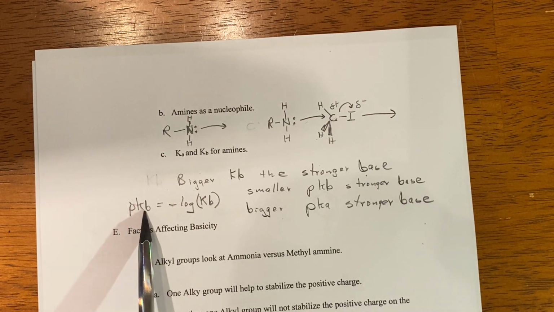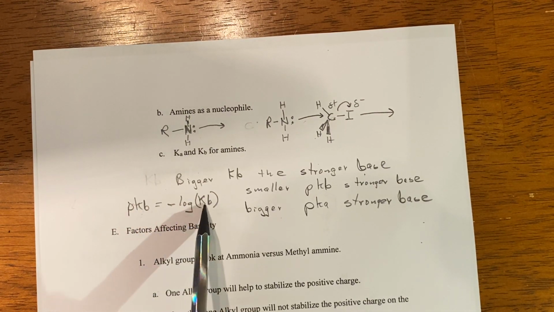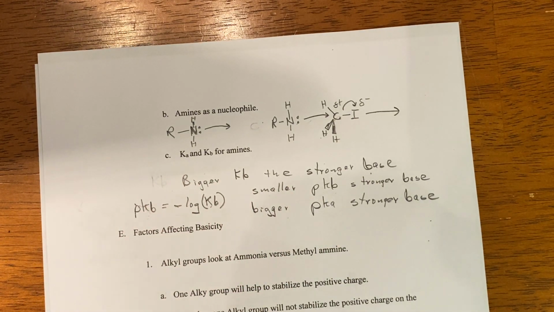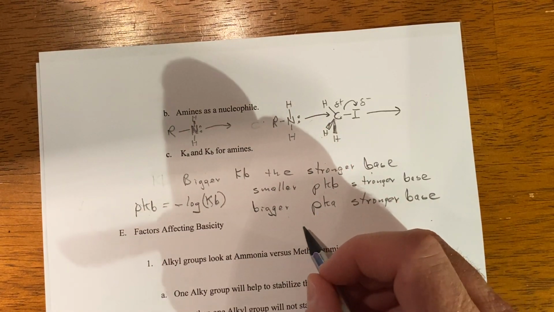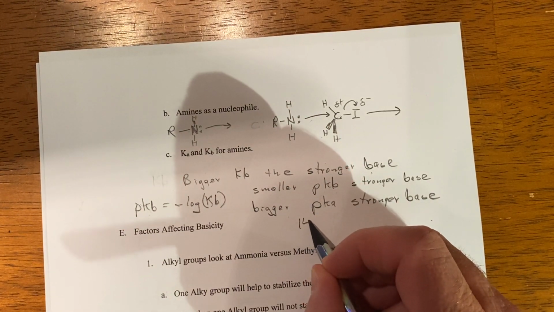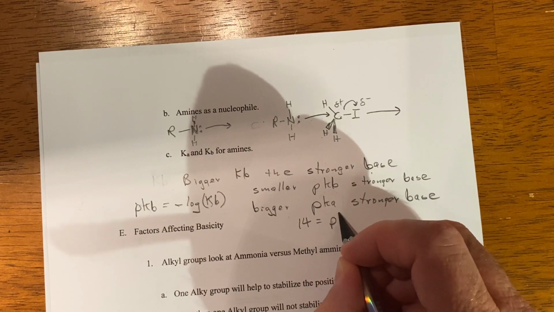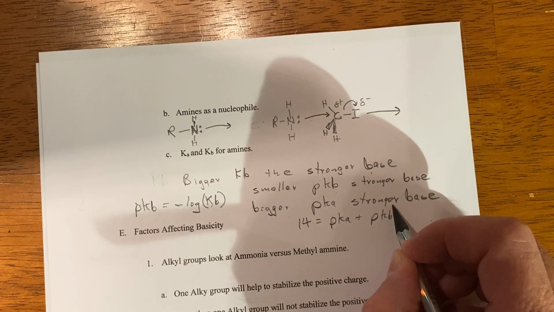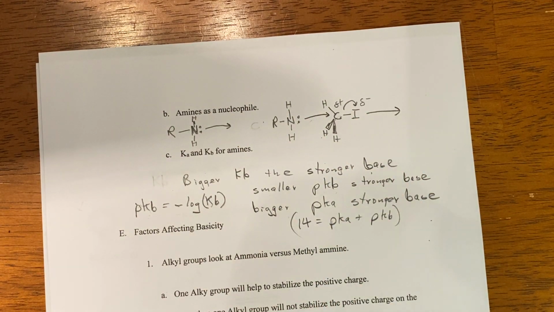Also, you can have a pKb too, which equals minus the log of the Kb. So the smaller the Kb, the stronger the base. Also, the bigger the pKa, the stronger the base. Because remember, there's a relationship between pKa and pKb, right? 14 equals the pKa plus the pKb, which is also some freshman chemistry that hopefully is coming back to you a little bit.